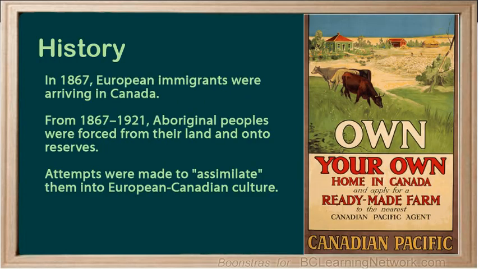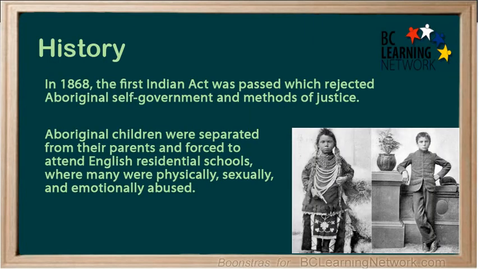In 1867, European immigrants were flocking to Canada. From 1867 to 1921, Aboriginal peoples were forced from their land and onto reserves. Attempts were made to assimilate them into the European Canadian culture. In 1868, the first Indian Act was passed, which rejected Aboriginal self-government and methods of justice.